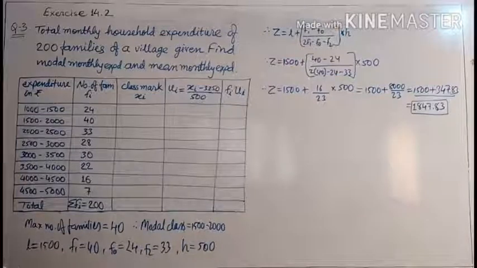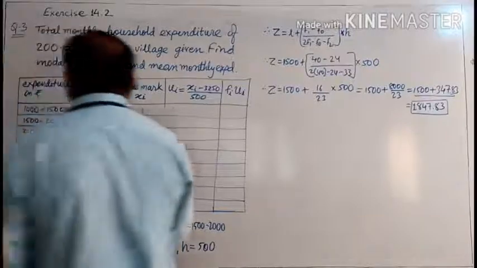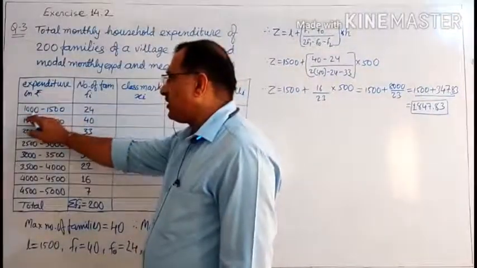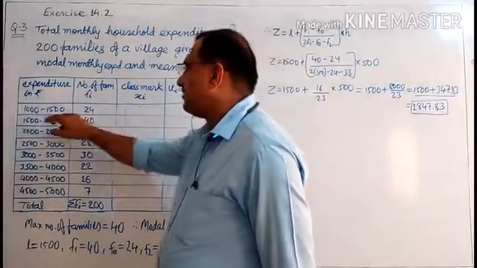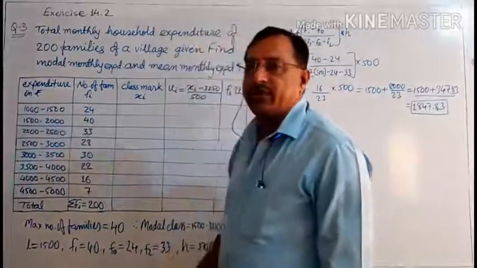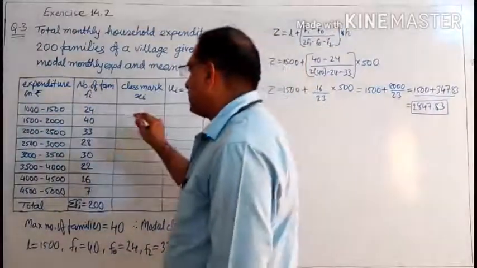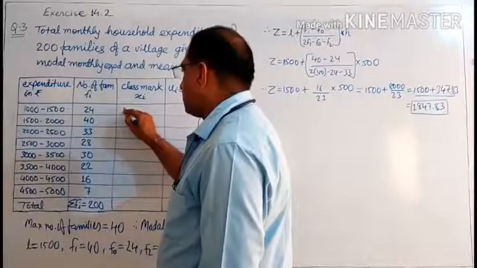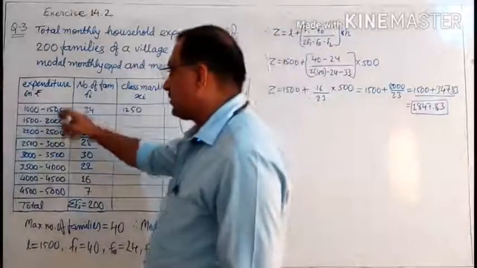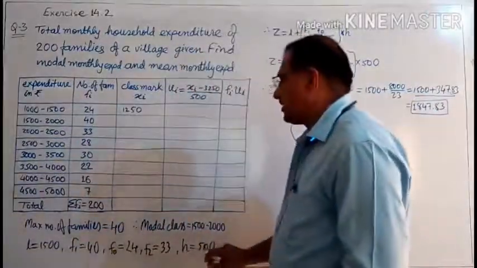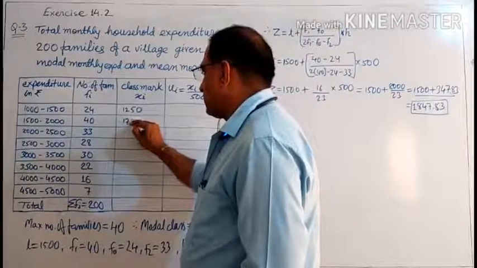For mean, we first have to calculate the step deviation. For step deviation we need to go for assumed mean and class mark. So first of all class mark, and then we'll go for assumed mean. You can see 1000 to 1500, and the class mark will be the mid value, that is 1000 plus 1500, that is 2500 divided by 2, so 1250.